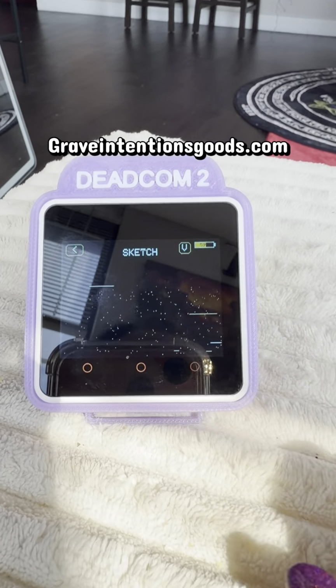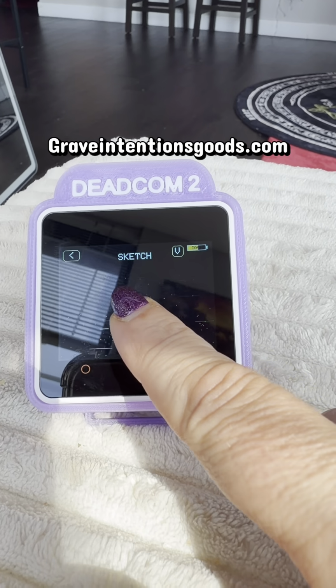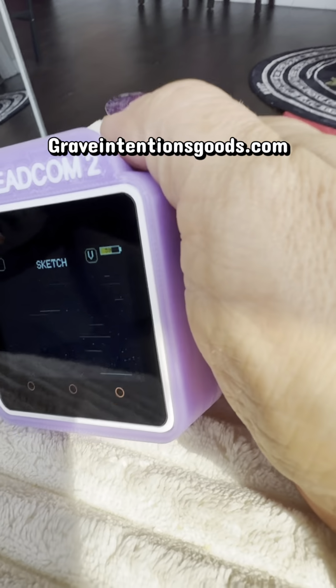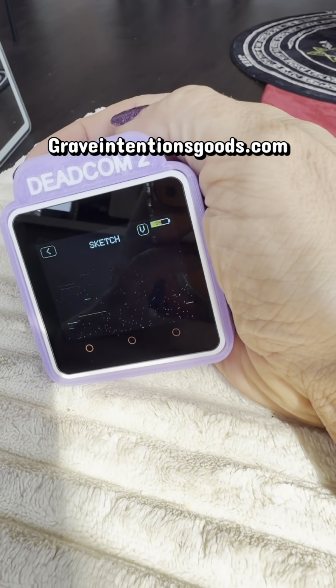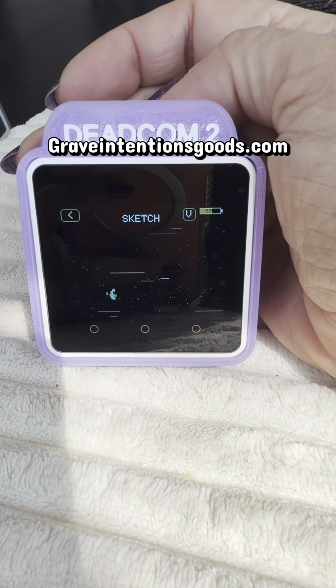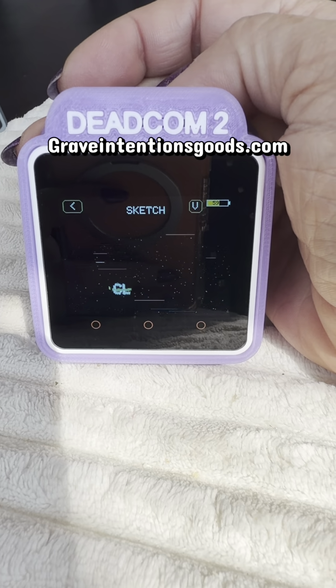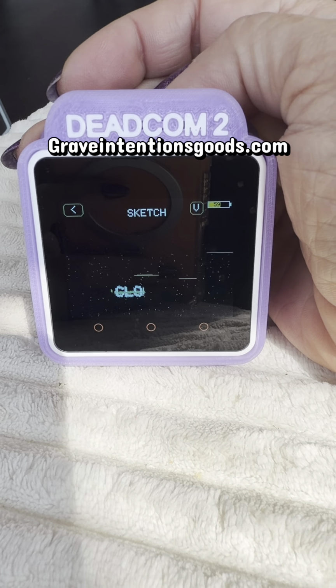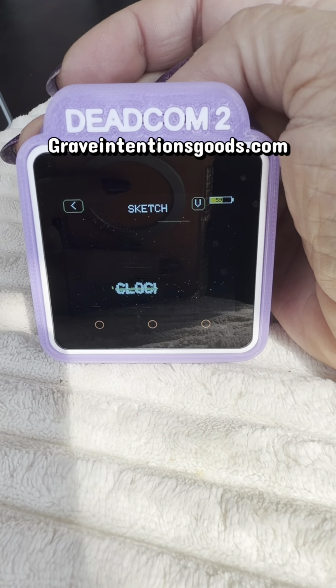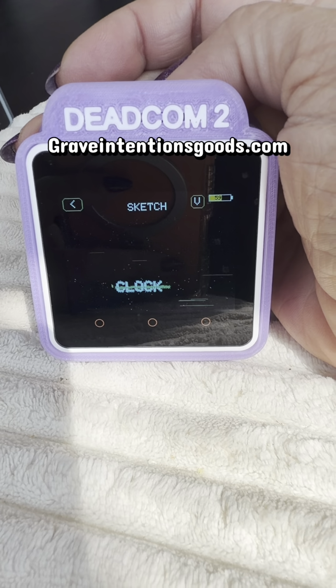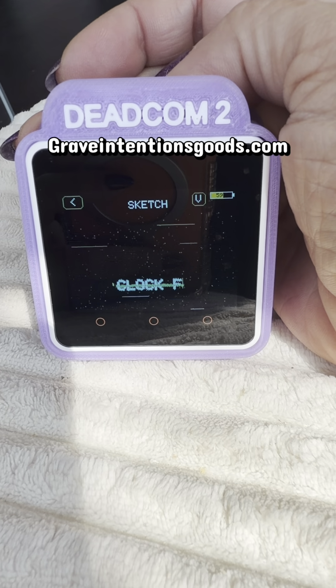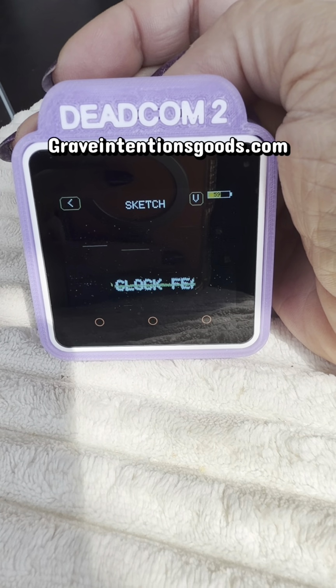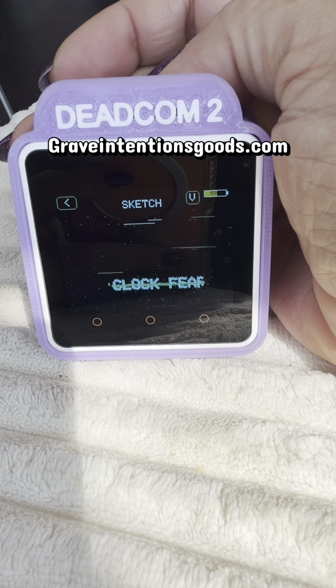Let's take a look at Sketch. I like this. It's almost like a static TV screen. This might be a little bit more complex if you're doing spirit communication, or if you're looking to do transient feed-ins with your castings. So my Sketch is drawing out these words. It looks like clock and fear.